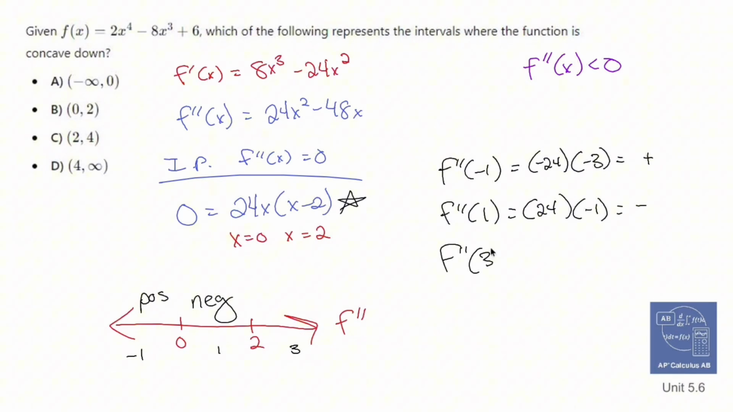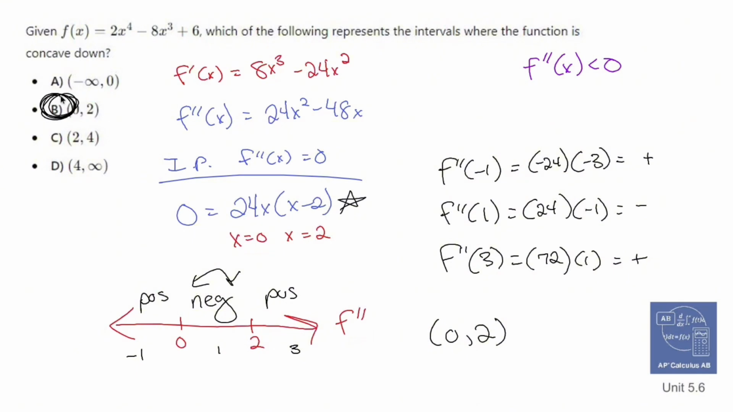F double prime of 3 is going to be 24 times 3, which is 72. And 3 minus 2 is 1, so that's going to become positive, so you're going to become positive. So you are where we're concave down, between 0 and 2, which is B. Okay? So yeah, that's how you do it.